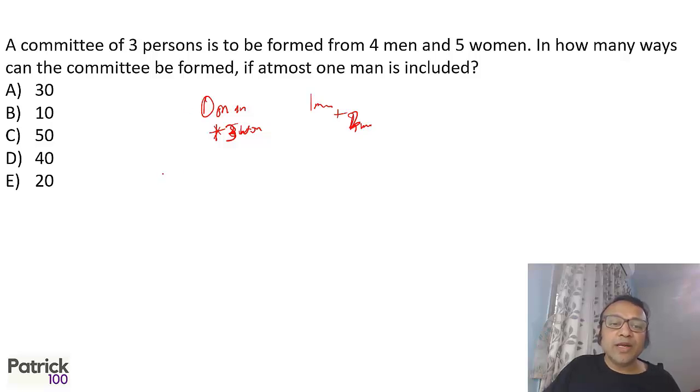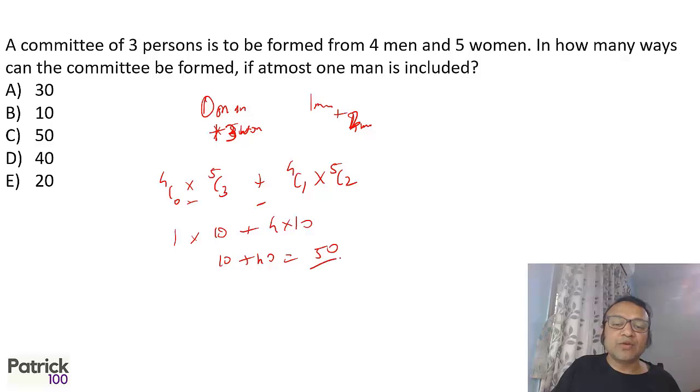Picking 0 men is 4C0 into 5C3. Picking 1 man is, among 4 men you pick 1 man, and multiplication is 'and' while 'or' is addition, and 2 women, 5C2. So look at 1 into 10 plus 4 into 10 will give you 10 plus 40, which will give you 50 as the value. So the answer will be option C, 50.